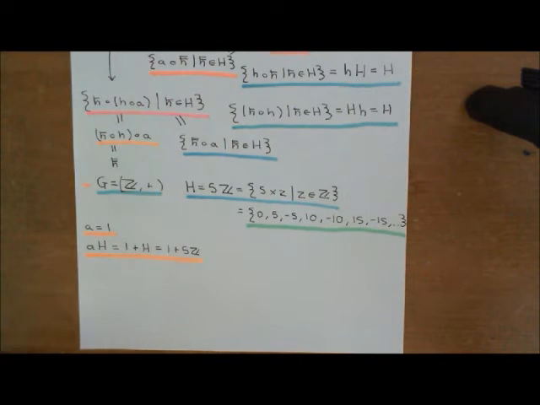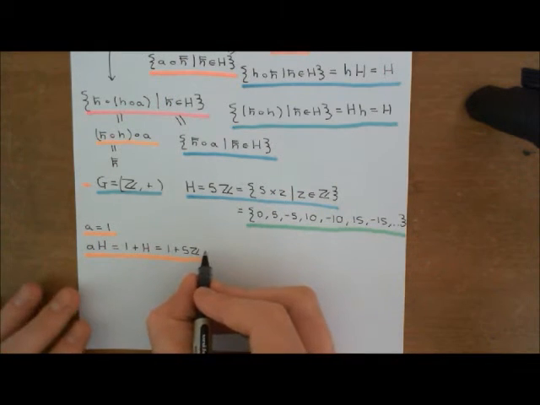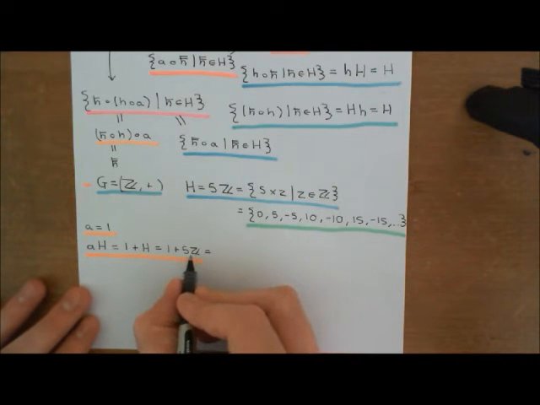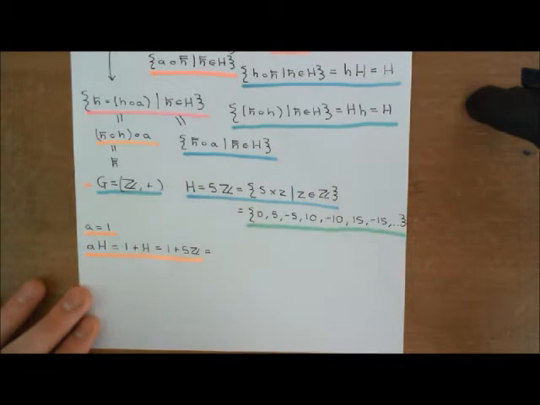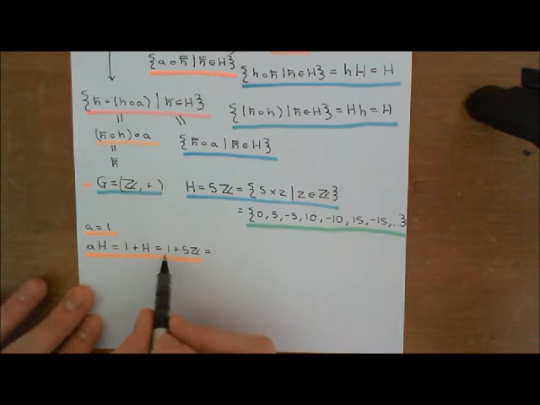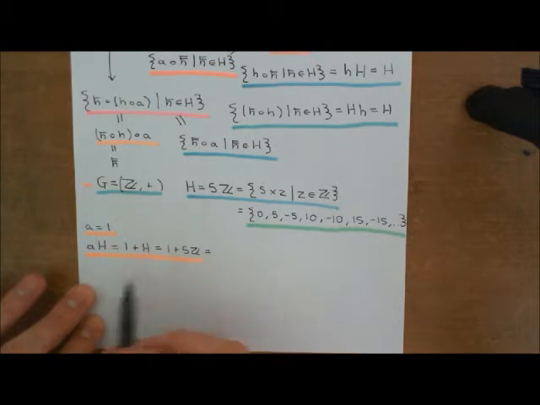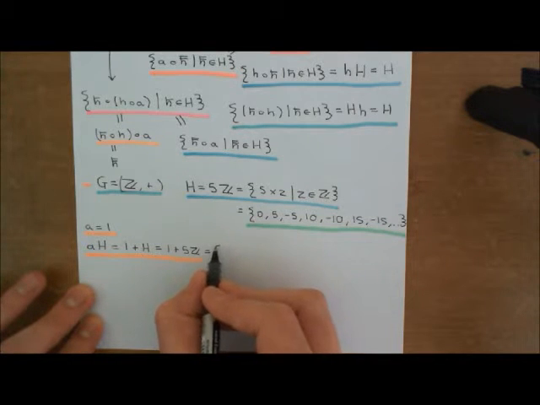Let's actually construct this coset then. So we want to take all of the elements in this subgroup of 5Z here, and we want to compose them with 1 on the left, basically. We want to add 1 to them all, basically. Okay, so let's go through and do this.